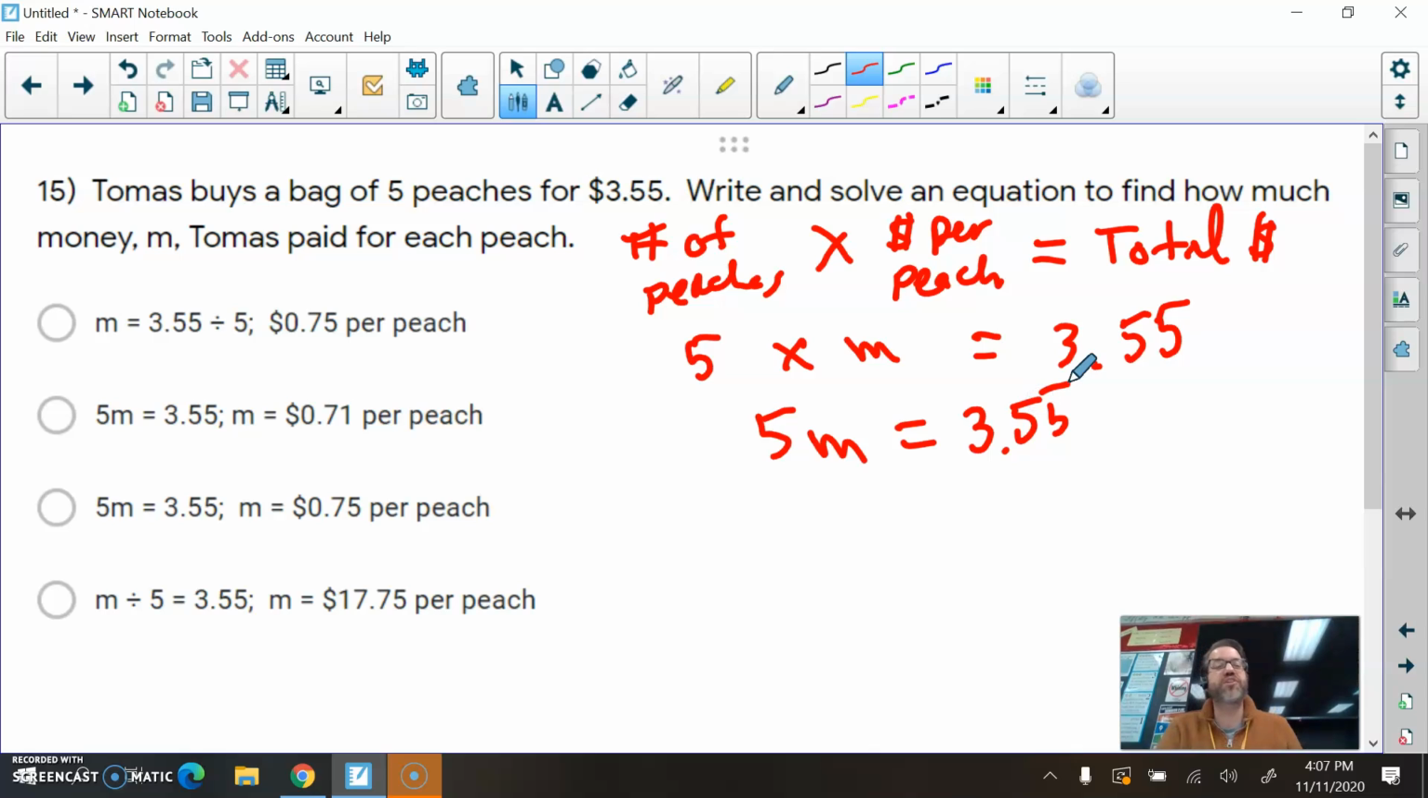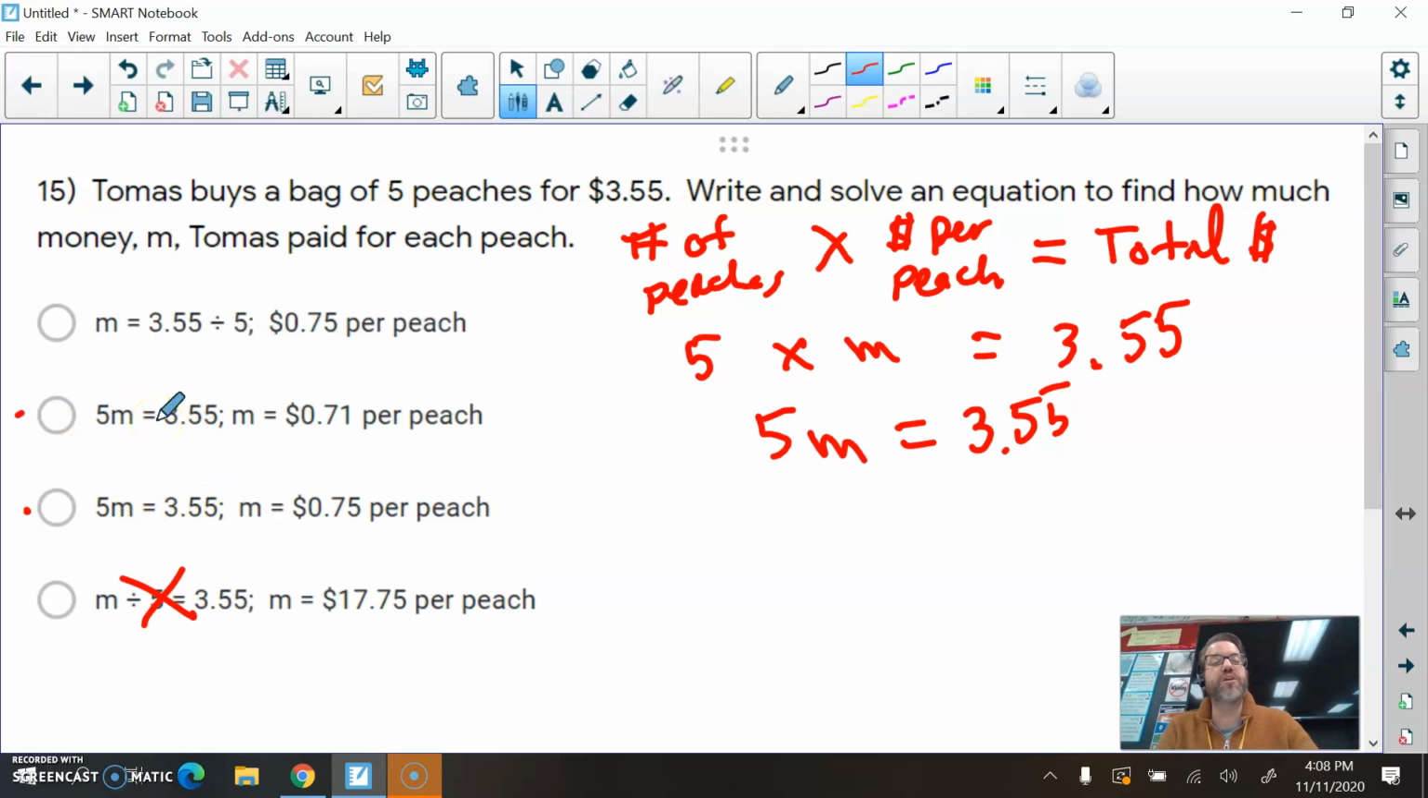Do we have this equation in any of our choices? I see it here. I also see it here. These other ones, no, we're not going to take the M, the cost for each peach, and divide by 5 to get the total cost. That's not right. And we're not going to find the price per peach by taking the total cost. Well, yeah, we are. So it could be that one. This would also work. You could find the price per peach by taking the total cost and dividing by 5. So this one still is in the running, but I like these two, the way those equations are written.